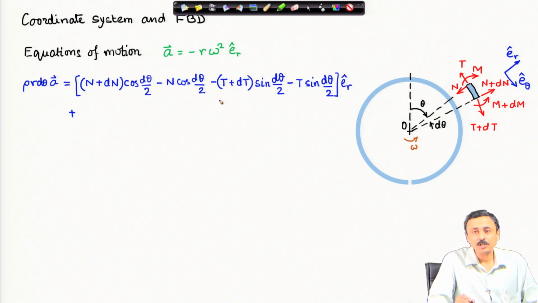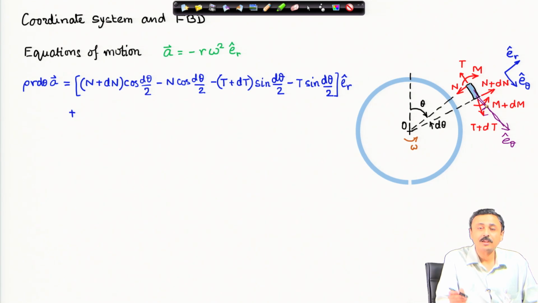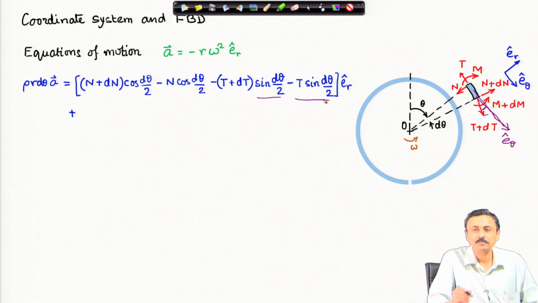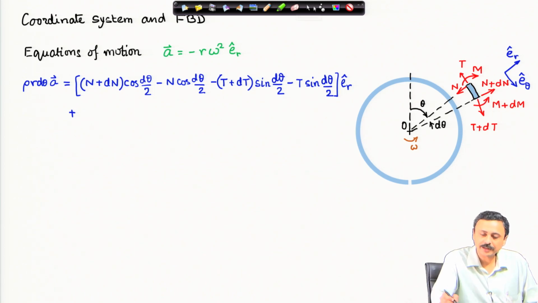The tension also makes an angle with the e_r cap direction, because this is along the e theta cap direction, and this tension makes an angle d theta by 2 with the e theta cap direction. Therefore, in the e_r cap direction we have (T plus dT) sine d theta by 2 in the negative direction. The same thing happens for T, that means on the face at angle theta. All these are components of the force in the e_r cap direction.